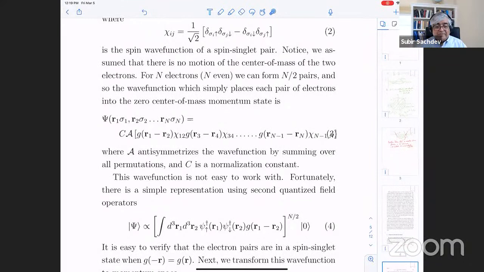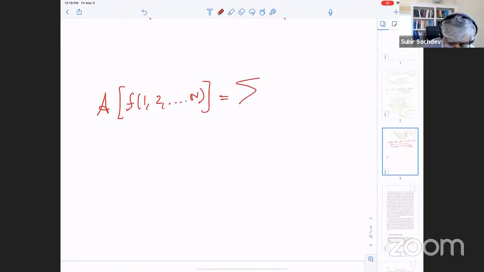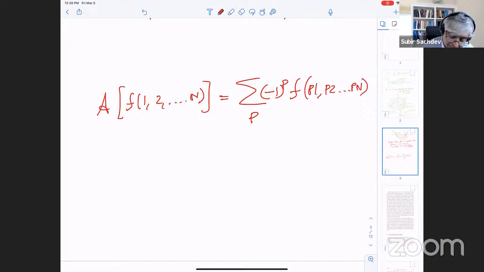So, it's the usual thing that we said way back when, what the anti-symmetrization symbol is. It's just anti-symmetrization of any function of 1, 2, up to n is the sum over permutations, minus 1 to the permutation, times f of the permutation of particle 1, permutation of particle 2, up to pn. And there are n factorial permutations, and there's some normalization constant.